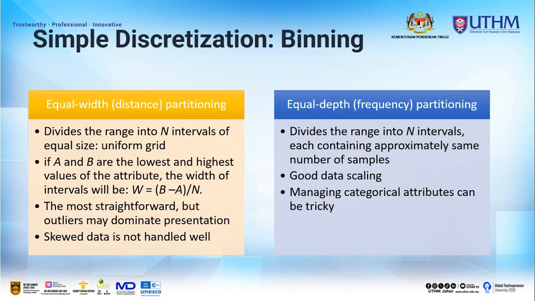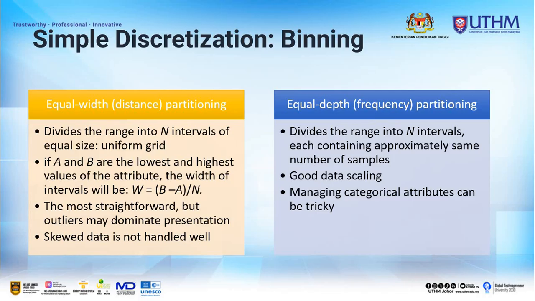Binning basically consists of two categories. One is equal width, another one is equal depth. Equal width divides the range of continuous attributes into n intervals of equal size, creating a uniform grid. The formula for the interval width is W equal to (B minus A) divided by N, where A is the lowest value, B is the highest value, N is the number of intervals, and W is the width of each interval. Let's fill up an example.